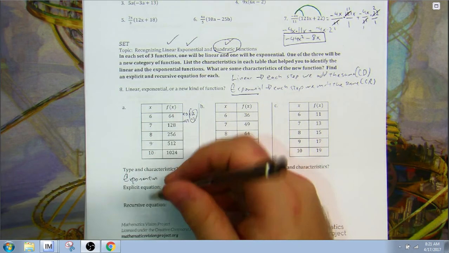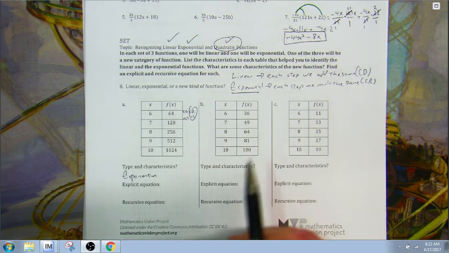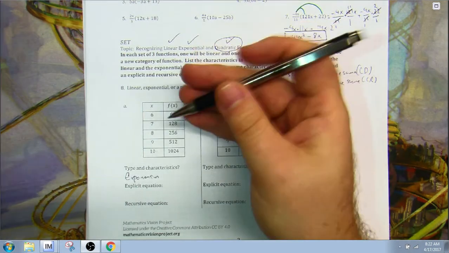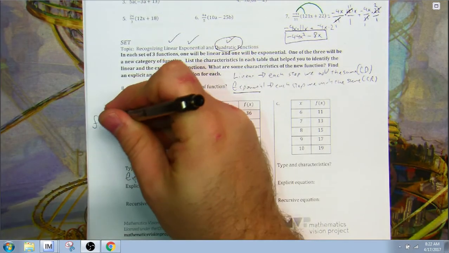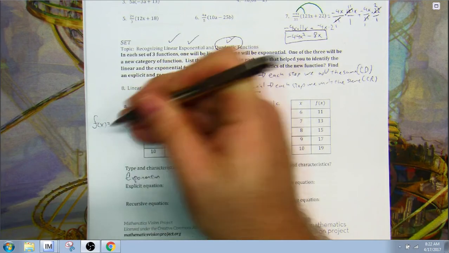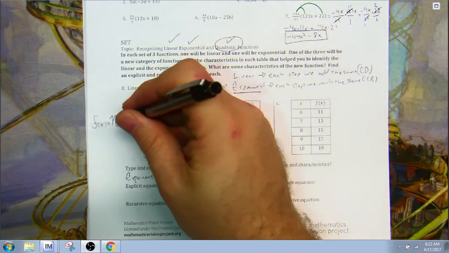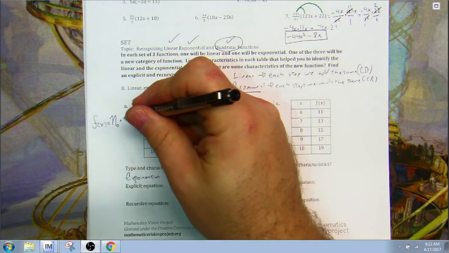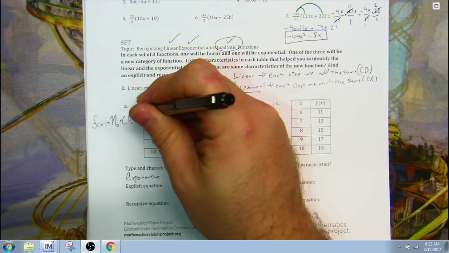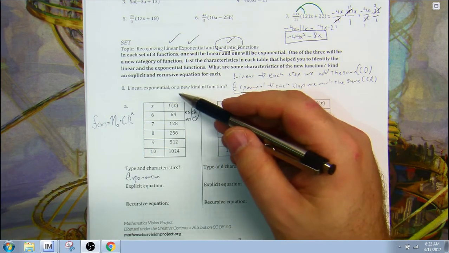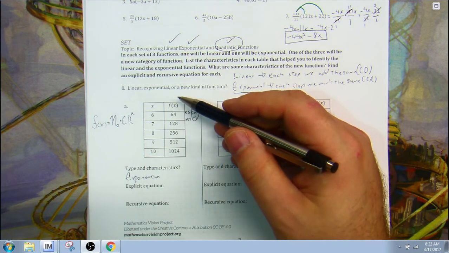The explicit equation is going to take me a second. So I know that my base form of an exponential geometric is going to be f of x equals my n sub 0 times my common ratio to the x power. Okay, so I'd have to work backwards to figure out what my n sub 0 was to get this.